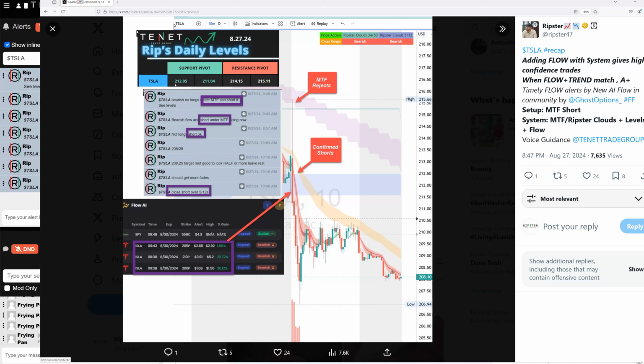Tesla, my levels were 212, 211, and it initially started to push in the amateur move. When you see these rejections, then it's bearish, right? This rejection confirms bearish. Then the breakdown of this support pivot confirms bearish. You can take your short and put your stops up above the 3450 clouds.